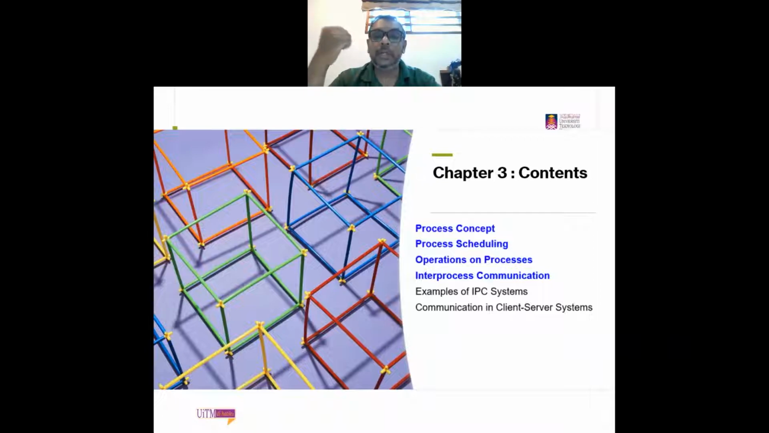scheduling, operation, and inter-process communication. Inter-process communication means communication between two processes. For example, let's say you want to copy from the internet to your Microsoft Word. You want to copy a text, something from one place to another place. So that is also inter-process communication.